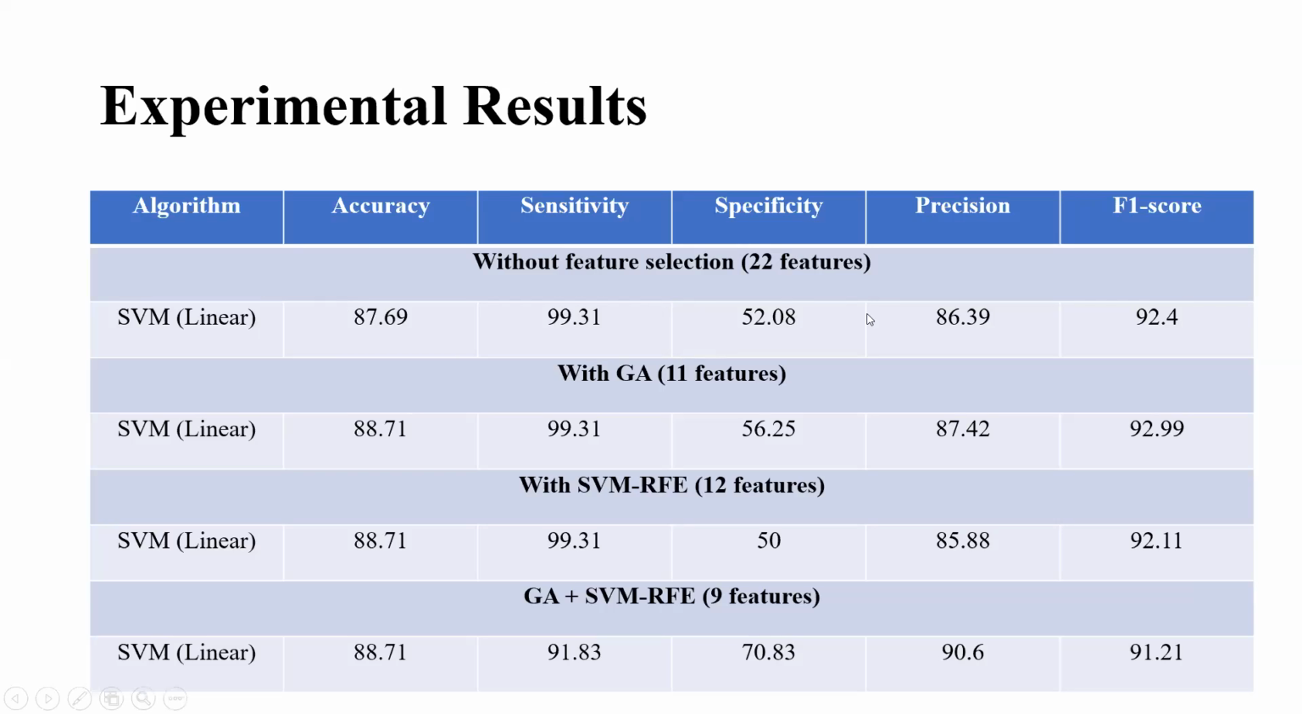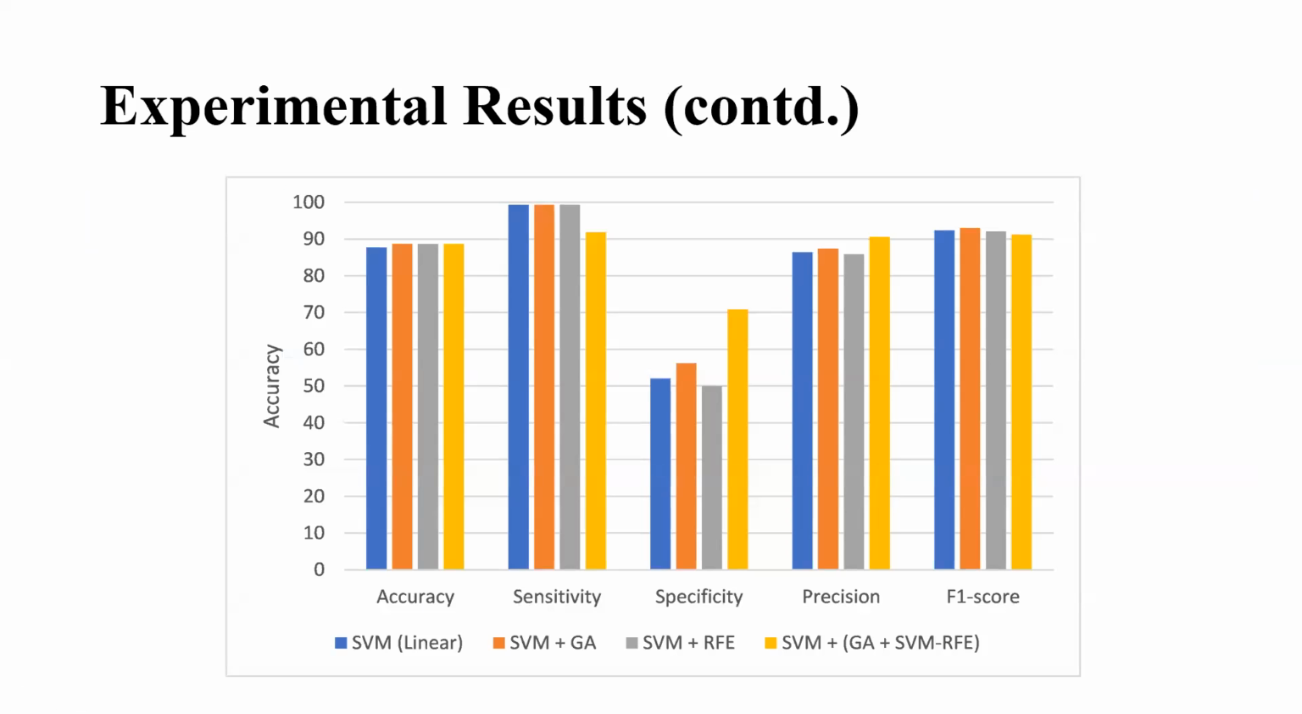So to increase the specificity as well, we have taken a two-stage feature selection technique, and we were able to increase the specificity to about 70%, that is 23%. These are the overall results of the model, and we can see the specificity has increased manifold.